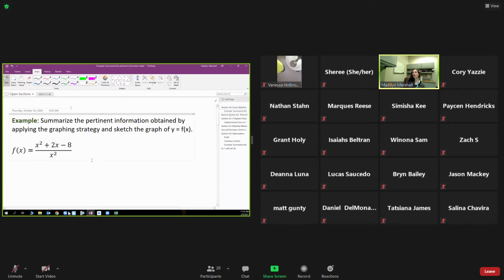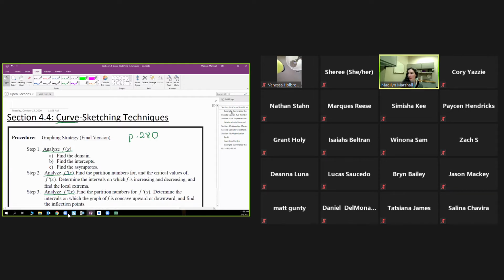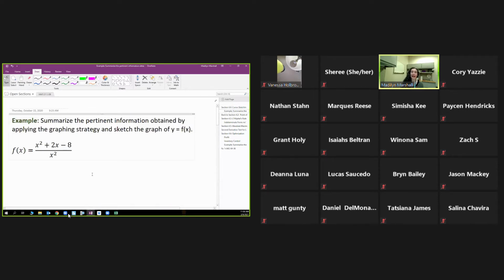Okay, so our instructions are to summarize the pertinent information obtained by applying the graphing strategy and sketch the graph of y equals f of x. So that means we're going to go through the graphing strategy that I was just showing on the previous page and find all of the important pieces of information from a graph. So this is our function. So this is a rational function.